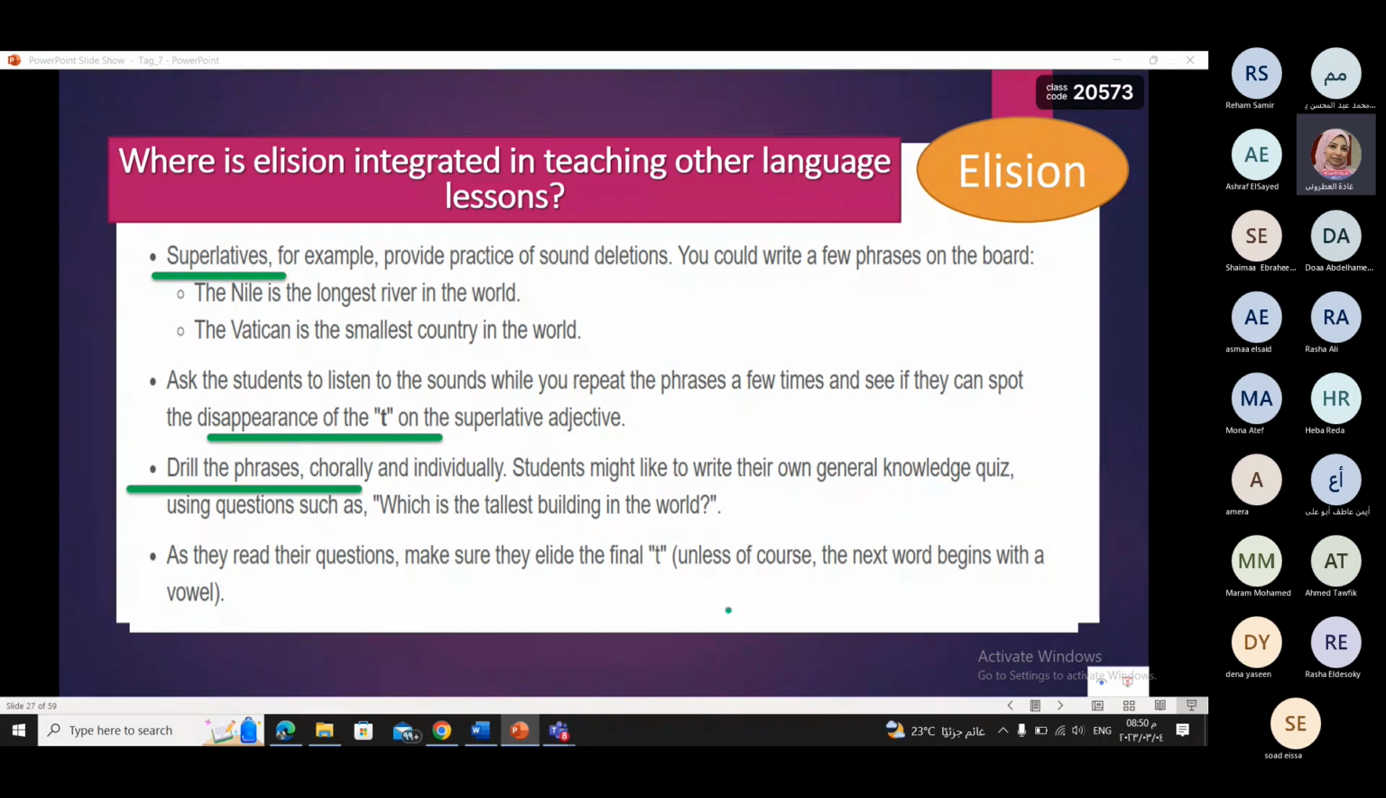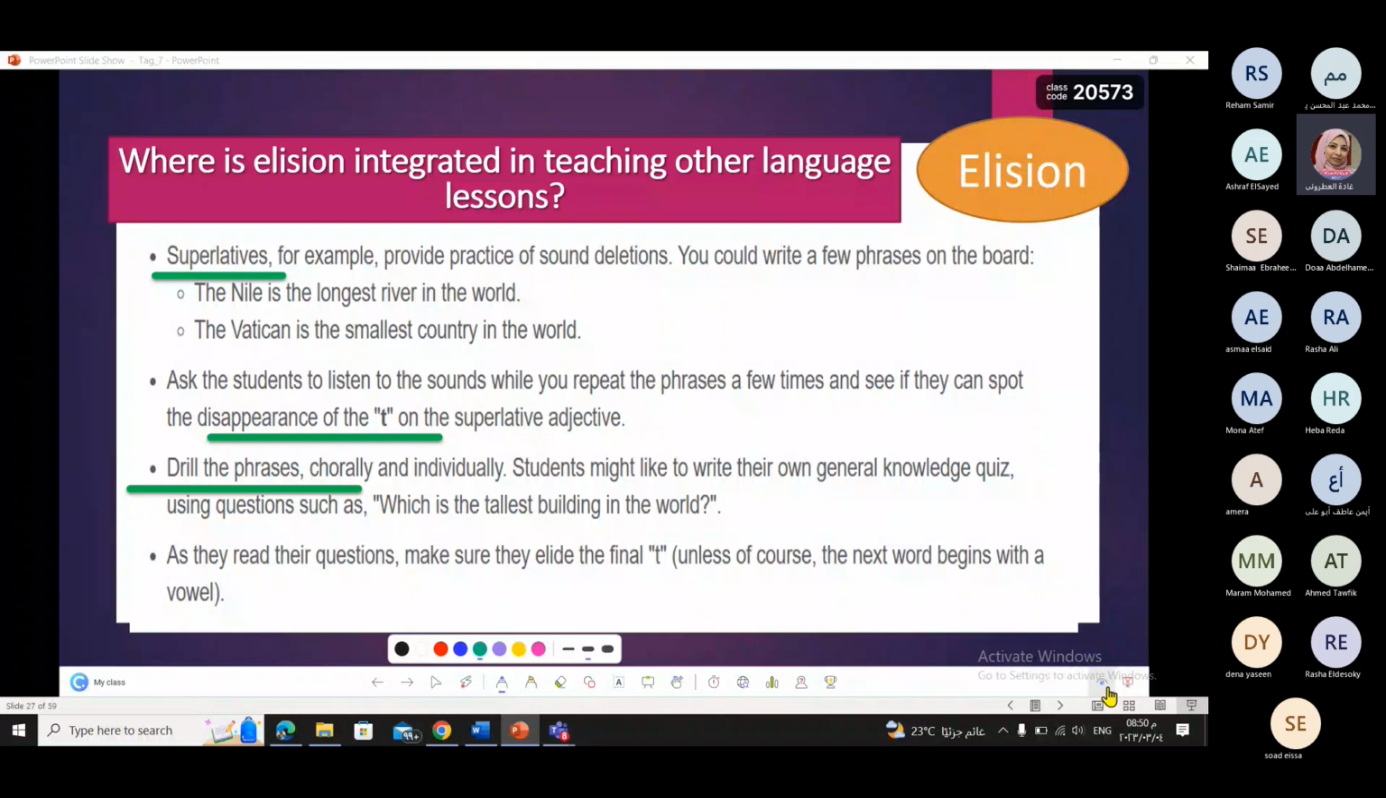Here, I just give you some examples of how you can integrate, and this is the most important thing, so be focused, please. How can you integrate elision? How can you integrate this feature of connected speech when teaching other language lessons?